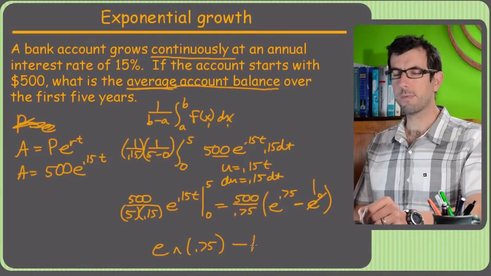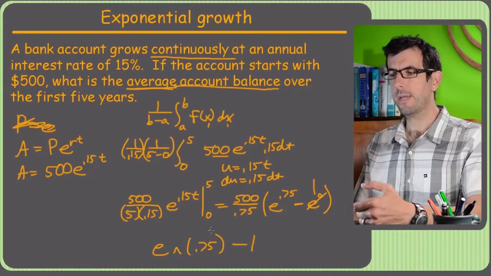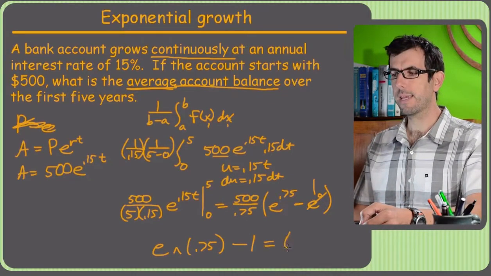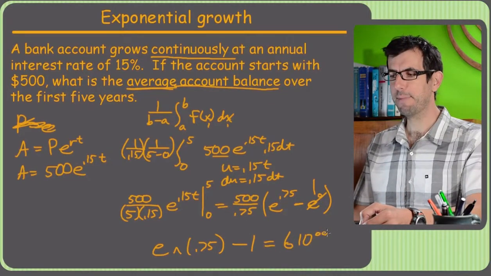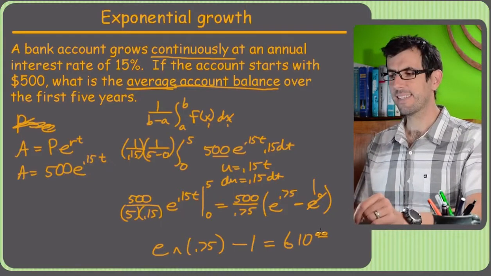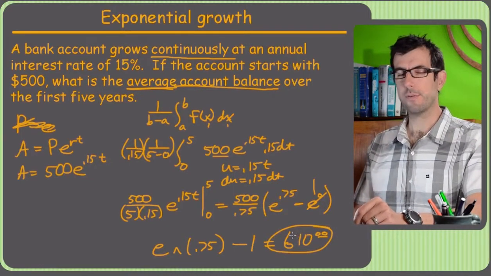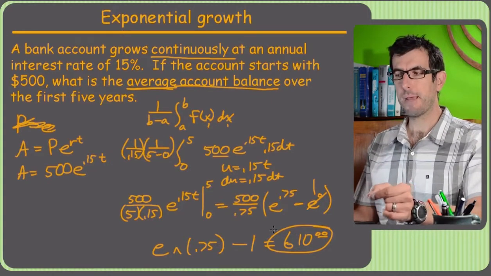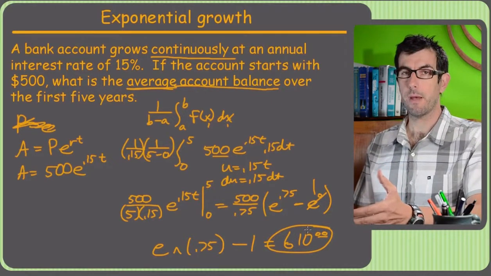Then of course subtract 1 from that, hit enter, then multiply by 500 over 0.75. After you do all that, I think you get $610. I typed it in several times just to be sure. I got 610. Alright, so the average value of this account over that time is $610. Now keep in mind that is not the final value of the 5 years.